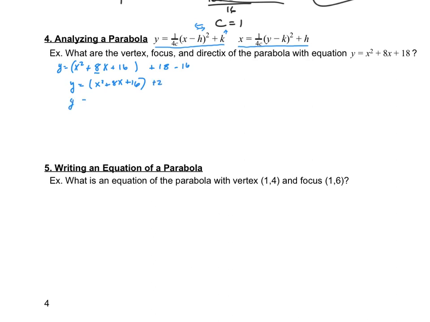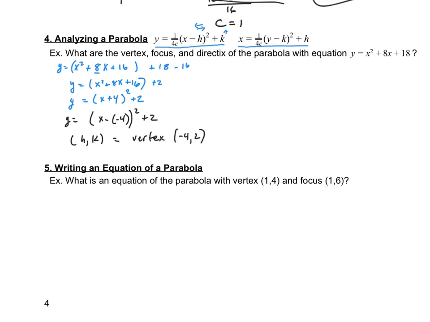Go ahead and write this in vertex form. I should hopefully be able to see that I can factor this into x plus 4, squared, plus 2. Since I'm in vertex form, I should be able to look at this and see that my h and k are my vertex, so h is going to be -4 and k is going to be 2.